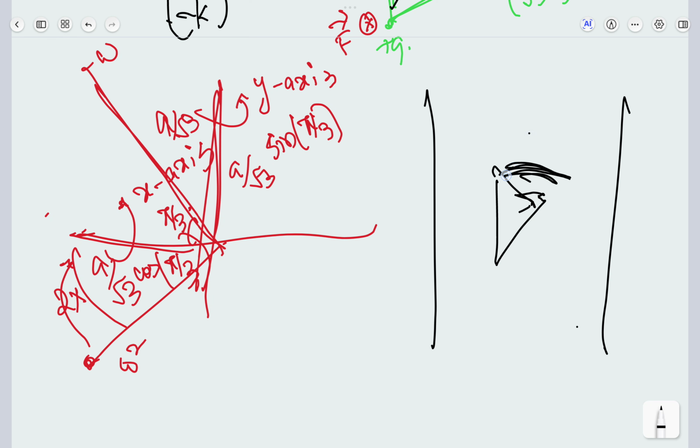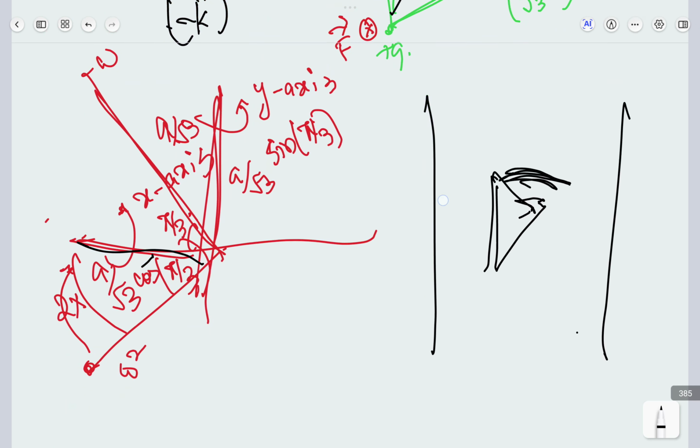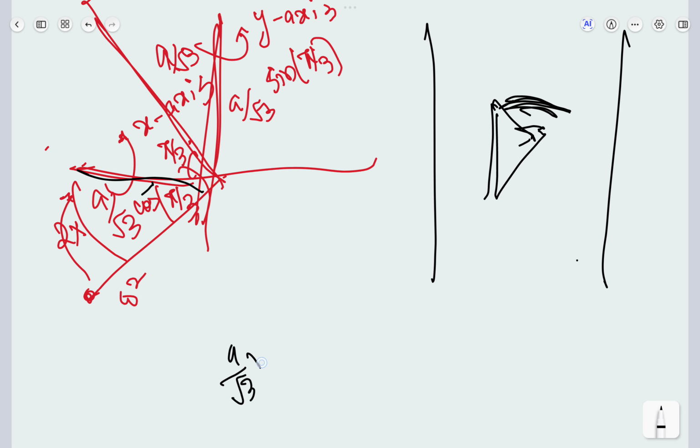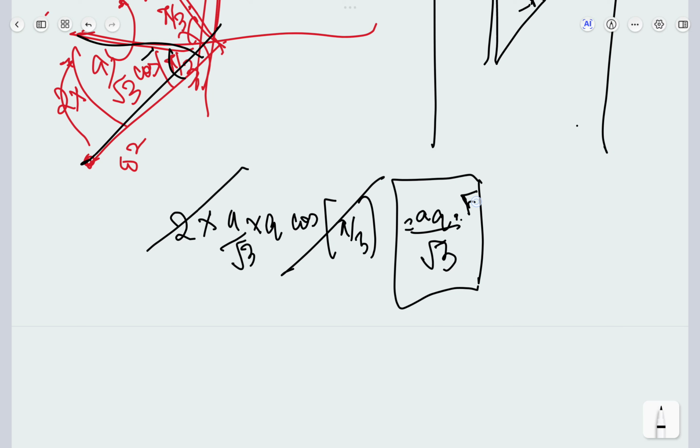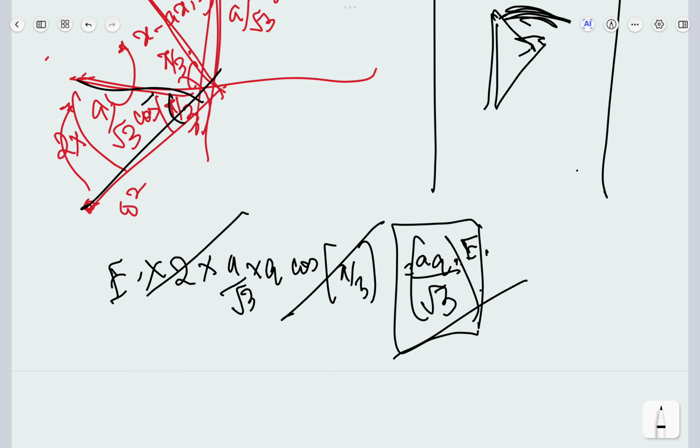So now when you take the vector, you would have a by root 3 times q cos pi by 3 plus this same thing twice because of the second charge, right? Both would have a pi by 3 angle between them, and cos pi by 3 and 2 would cancel out, and you would have a q by root 3, times E. This is the total net torque, my bad. So this is for the q charges.